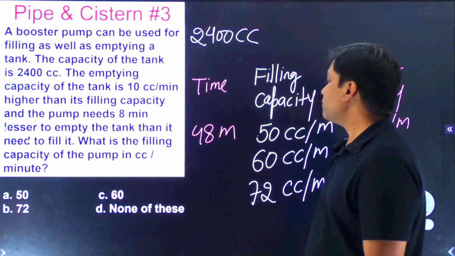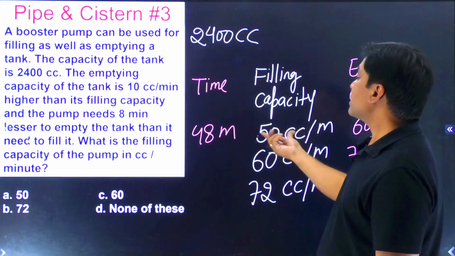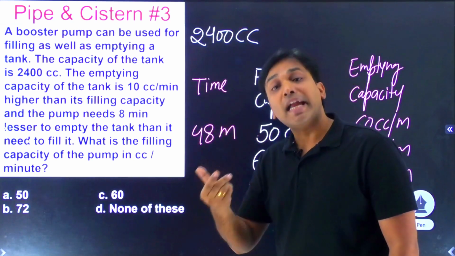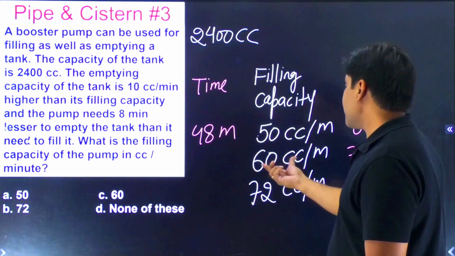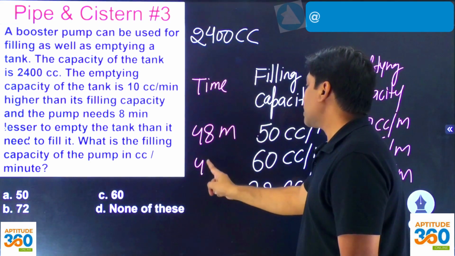Does this make sense to you? So at the rate of 50 cc per minute, the tank will be filled in 48 minutes. And if you have to fill at this rate, it is going to be 2400 divided by 60, it is 40 minutes.